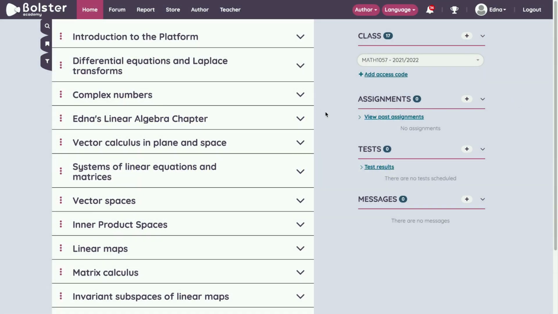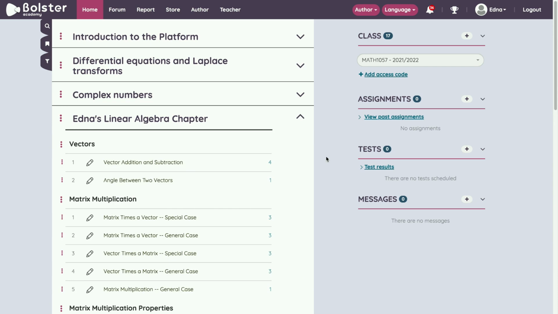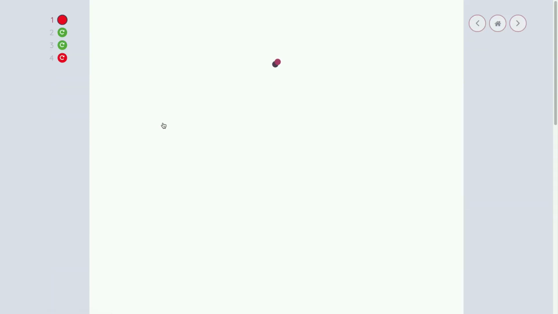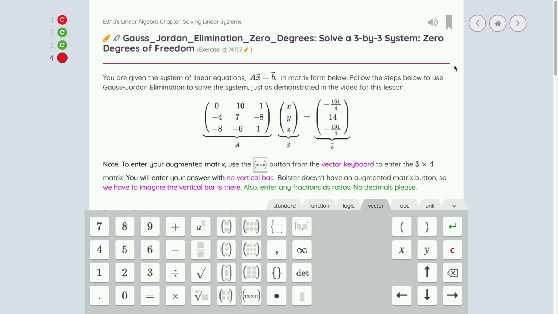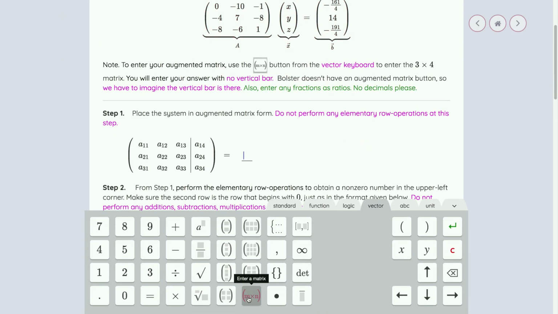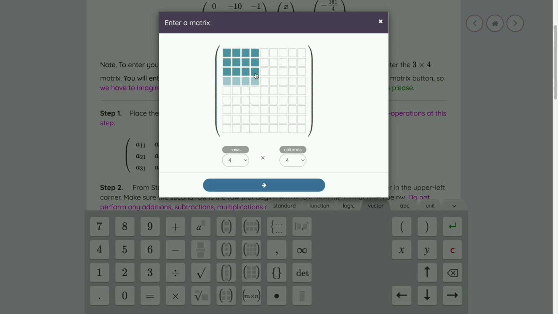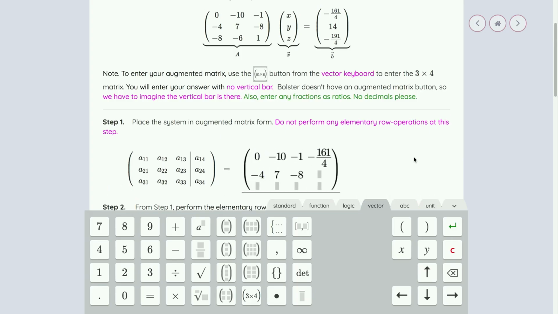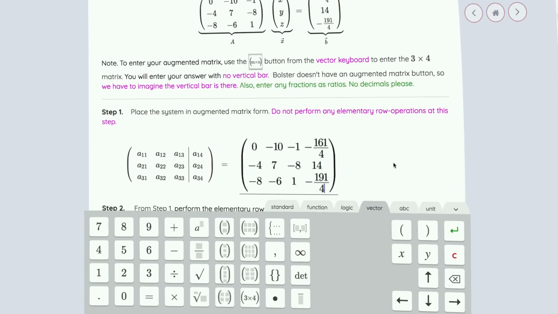In addition to the text supplied by Bolster, you can insert your own materials like this chapter, which I authored in my own teaching style. This exercise is foundational for much of linear algebra. It dramatically improved student success like I'd never seen before.